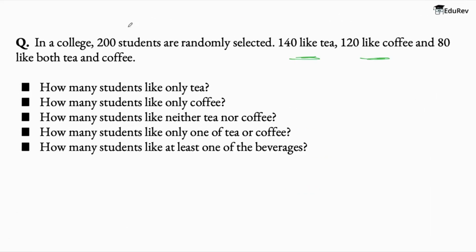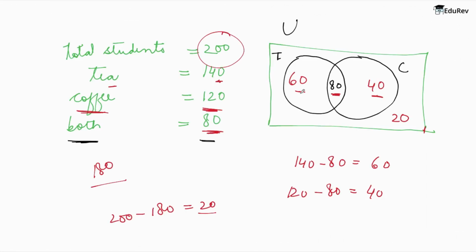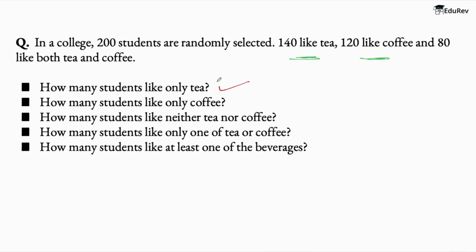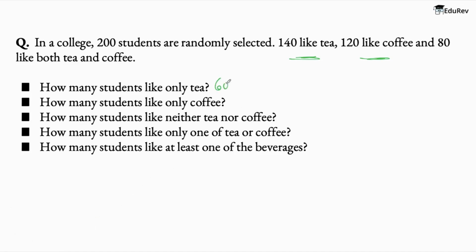The first question is how many students like only tea? The number of students who like only tea will be 60, right? Because 80 are those who like both tea and coffee. So only 60 are the people who like only tea. So the answer will be 60. I'll just erase and write it again. Okay. So the answer is going to be 60.